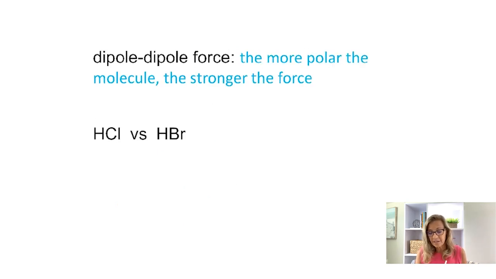Now, let's see if we can predict which one is more polar and would have a stronger dipole force. Well, we've got hydrogen and chlorine. Both chlorine and bromine are electronegative, but the electronegativity of chlorine is a little bit greater. This is going to be a greater polar bond. Also, chlorine is smaller, and so I would predict that this would have the greater dipole-dipole forces.